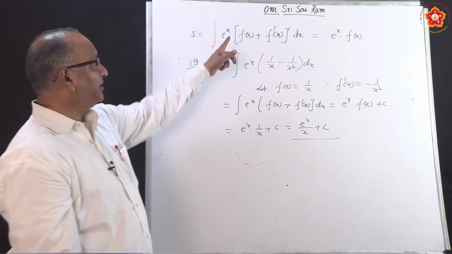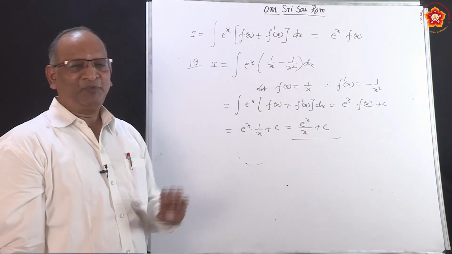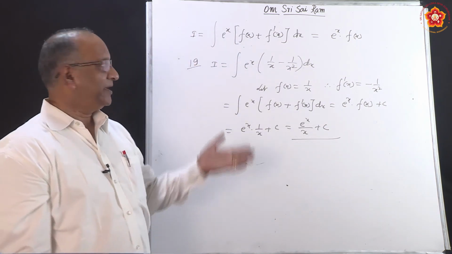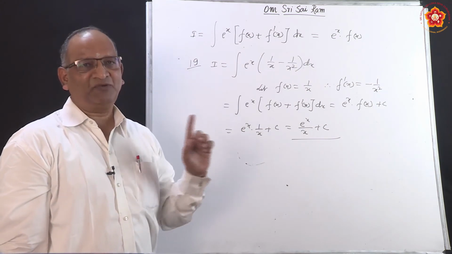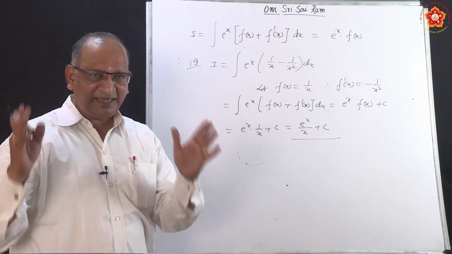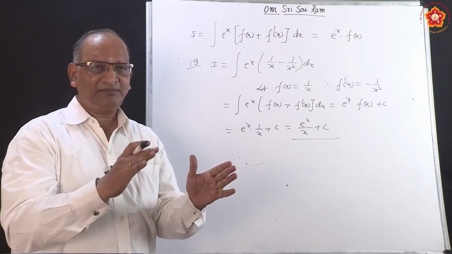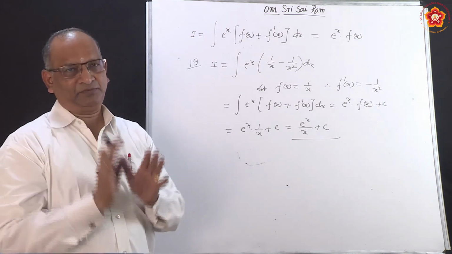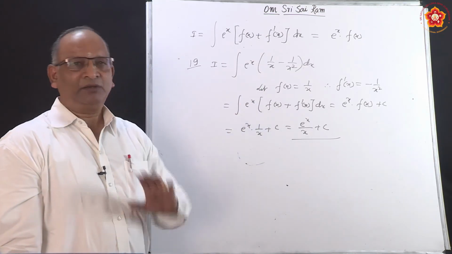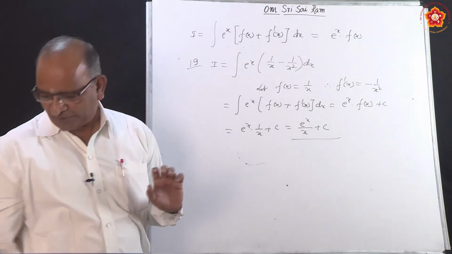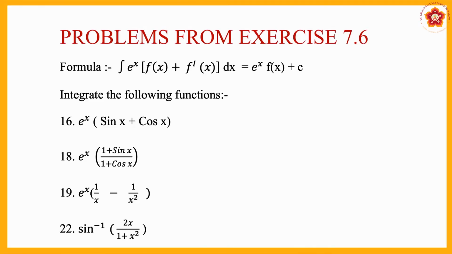So, just by knowing this formula, without much effort, we are able to solve problems when you have e to the power x as one function and the other one is a function plus its derivative. Whenever such a situation comes, the problem becomes very simple, not in any other case. Okay? Let us go to the next.